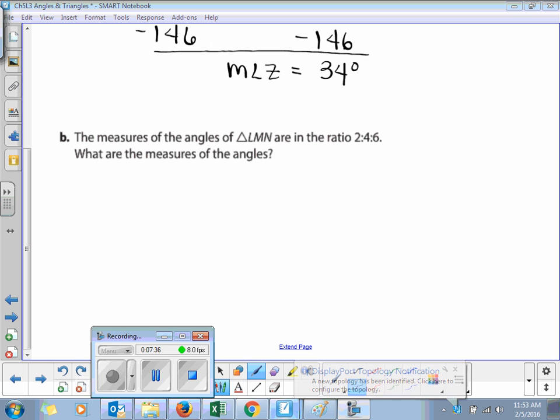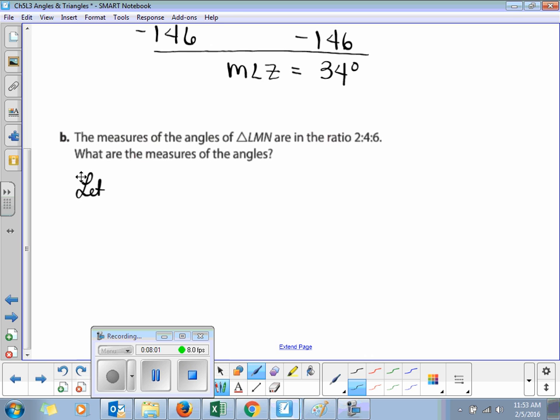The measures of the angles of triangle LMN are in the ratio 2 to 4 to 6. Now this is a little different than the example that we just went over, because in the first one, the example was just X. So here, what are the measures of the angles? So let's say the measure of angle L be equal to 2x. Okay? That's the measure of angle L.